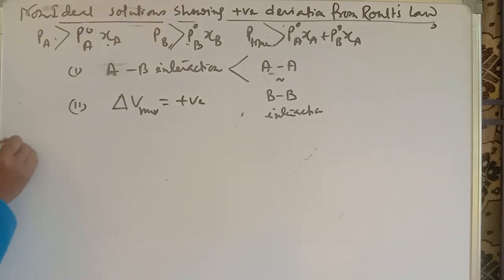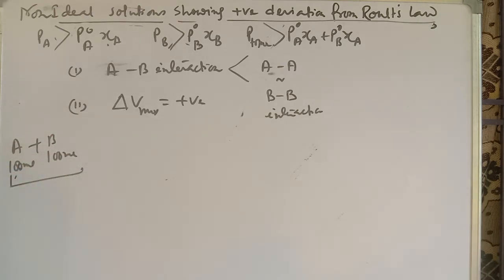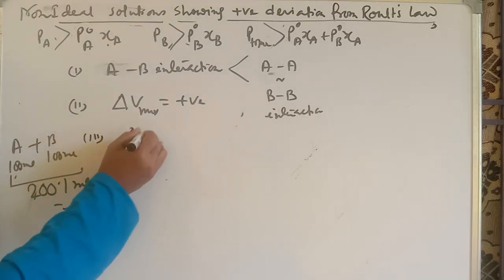That is, if we take A 100 ml, for example, and B also 100 ml, then the total volume of the mixture should increase. Suppose 200.1 ml. So volume increases. That is positive deviation.